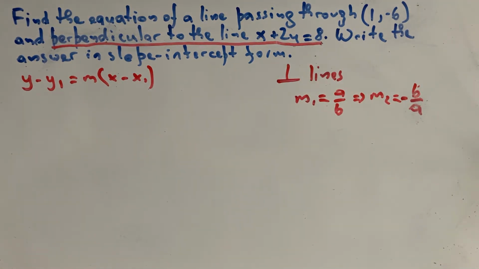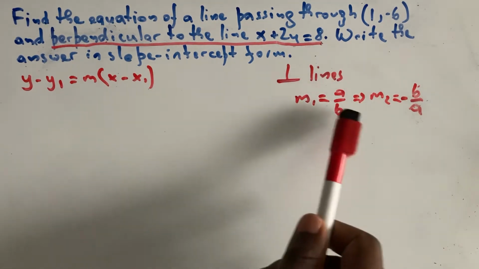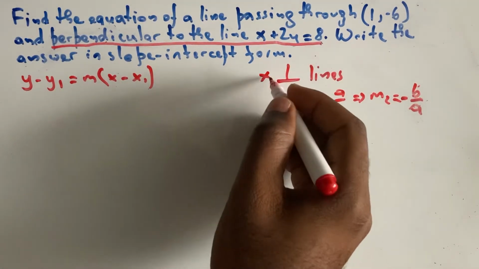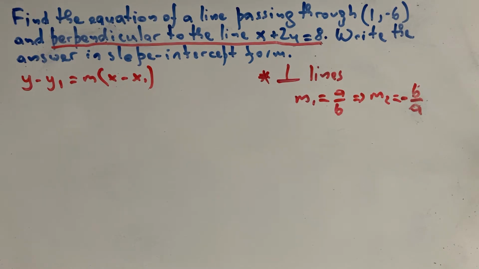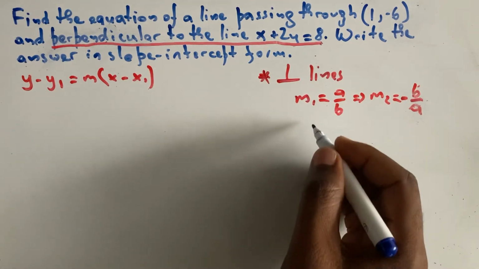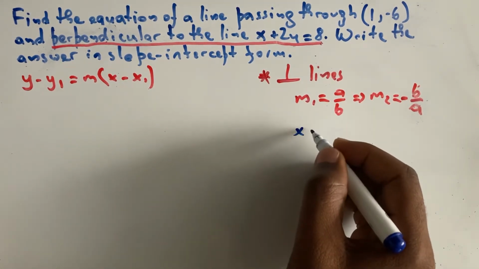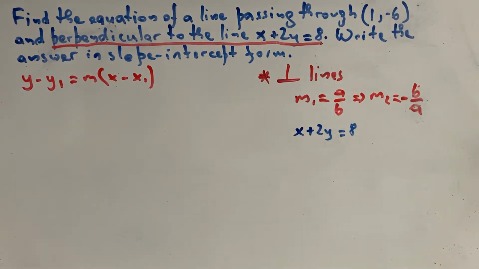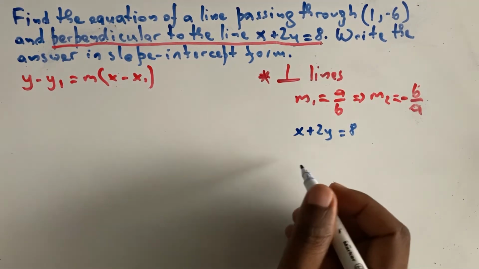So remember this. When two lines are perpendicular, their slopes are related like this. The slope of one is the slope of the other flipped and opposite. So you change the sign of it. Now, since I know this about perpendicular lines, I can get the slope of the line that was given to us. This was given as x plus 2y equals 8. If I can write this in slope-intercept form, I can use that slope to get the next slope I need.